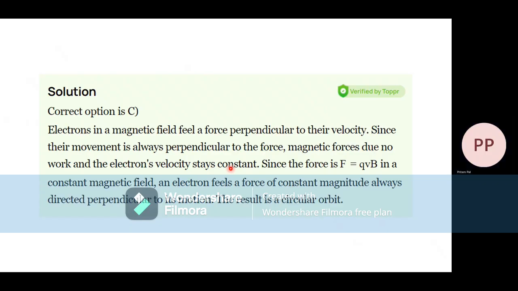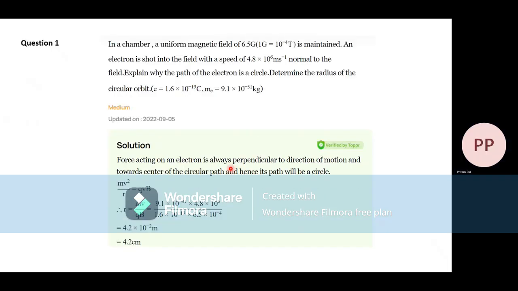But there is a force, F equals qvB, in a constant magnetic field. That's why the electron feels this force with a constant magnitude, which will change the direction of the motion. This force is perpendicular to its motion, so it basically forms a circular orbit. So the trajectory will be circular. Okay, so option C is correct.